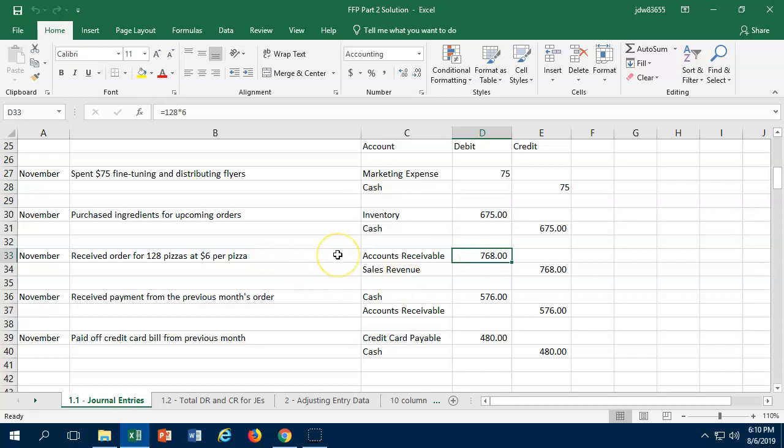And the way I did this one was $6 sales price. This should have gone on accounts receivable. Let's read here.